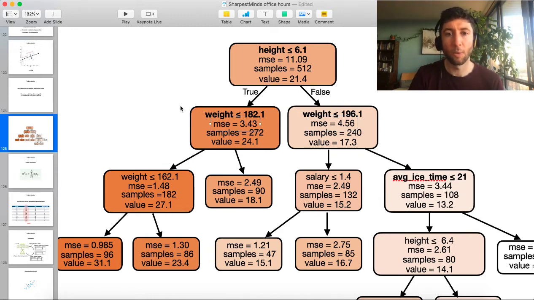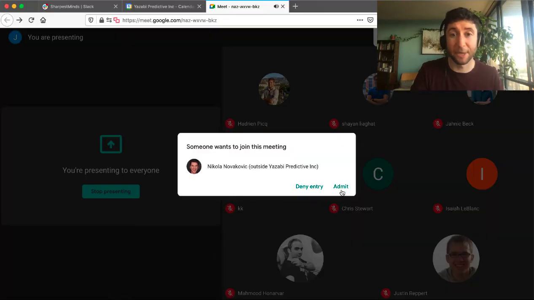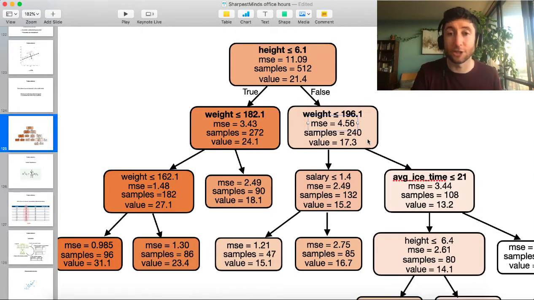One thing you might notice is that the MSEs have dropped. 3.43 and 4.56 are definitely smaller than 11.09. What that means is the average is now a better guess for the true number of goals scored by a given player in each of these buckets. That seems interesting. It seems like this tree has split up our samples in a way that is somehow good, or at least in a way that makes the average a better predictor. And the question is, how do we figure out how to split the data set in just that way?